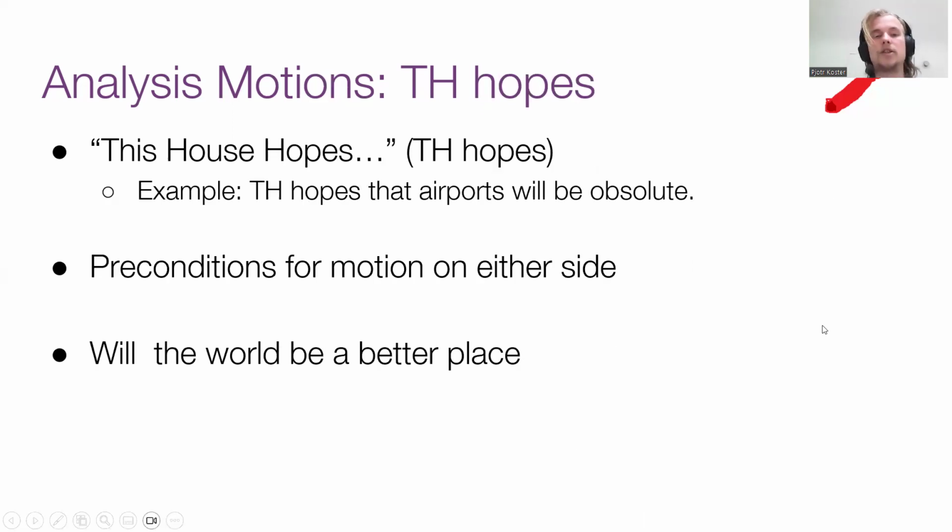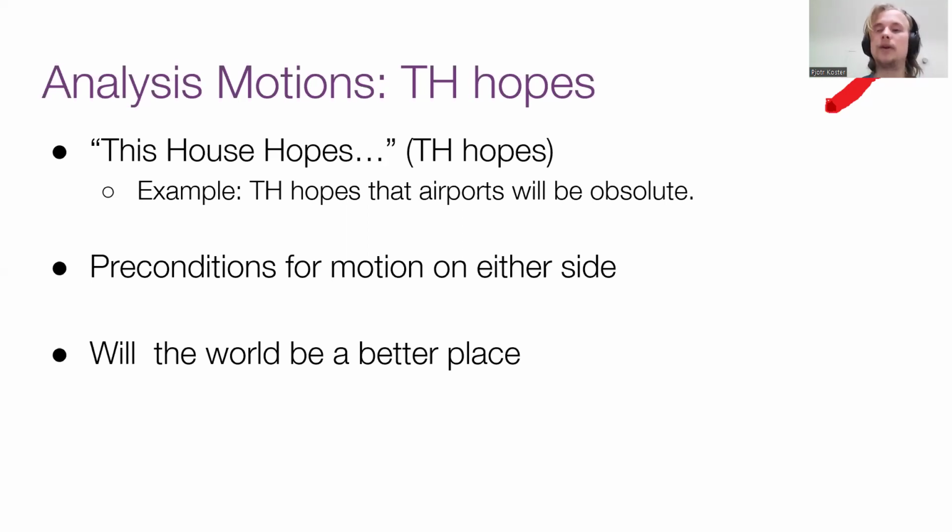So there's another form of analysis motion, which is this House hopes motions. So the example here would be this House hopes that airports will be obsolete. So this is a motion where you're going to discuss, do we think overall it will be a better place at the moment that airports have become obsolete? Or do we think that it is just a good thing that will happen? So there is a moral aspect here. There is a subjective aspect here.